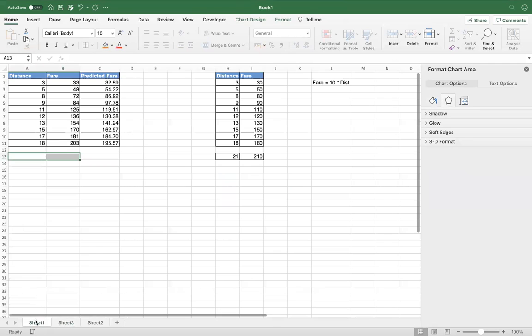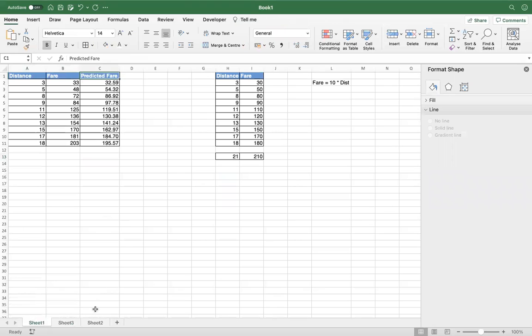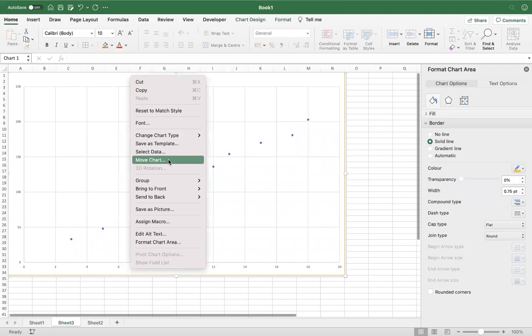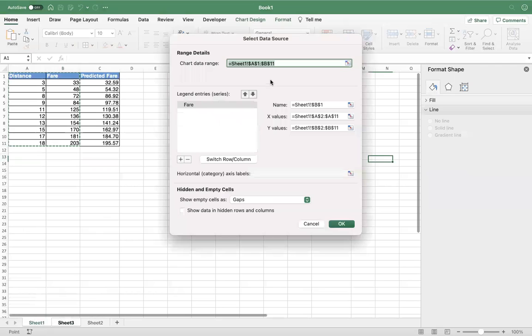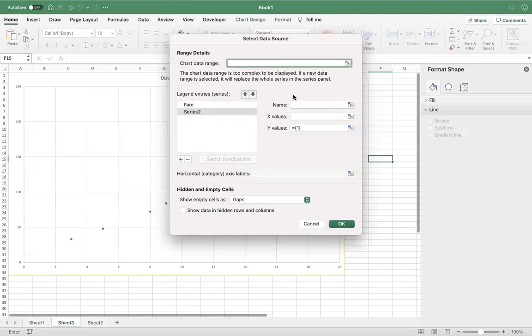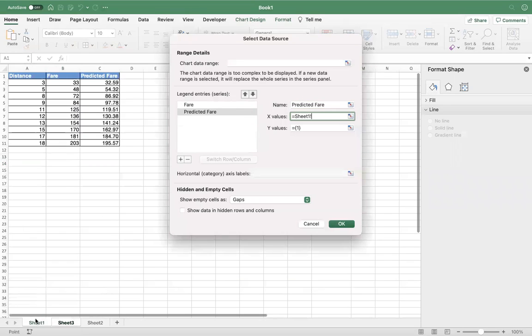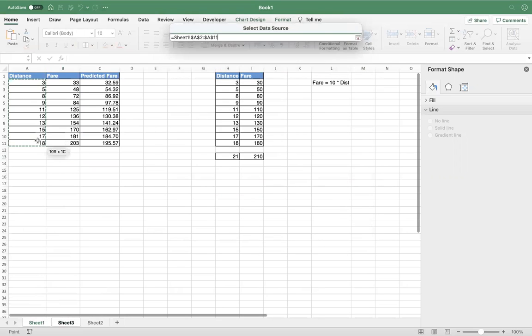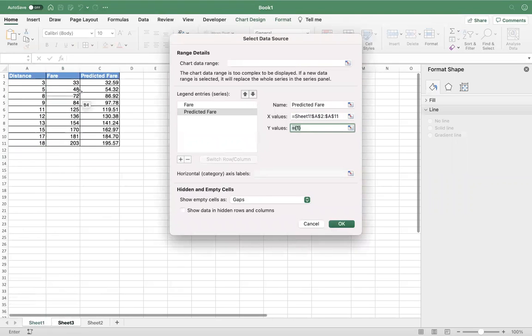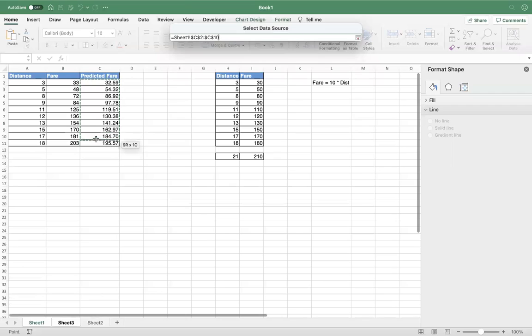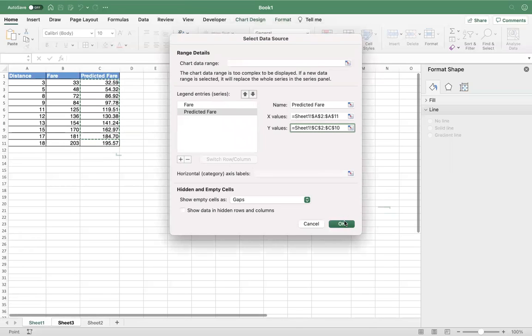Before we do that, let us deal with one more aspect. Let's say in our case, I'm once again on our graph. I'm adding our predicted fare so far, right? And our X is this, and our Y is this, right?